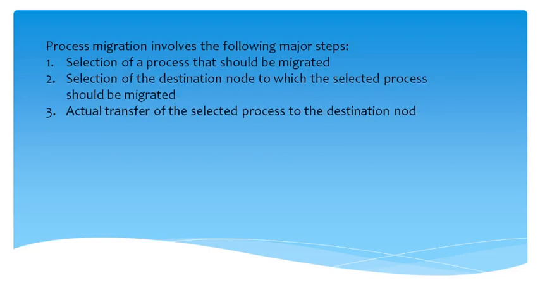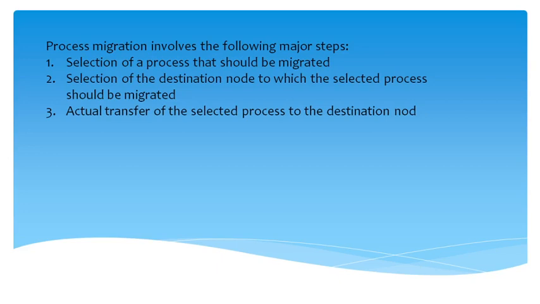Next, process migration involves these major steps. Those are selection of a process that should be migrated, which means we need to select that process, and the selection of the destination node to which the selected process should be migrated. First is which process to be migrated, and second is to which node it should be migrated.